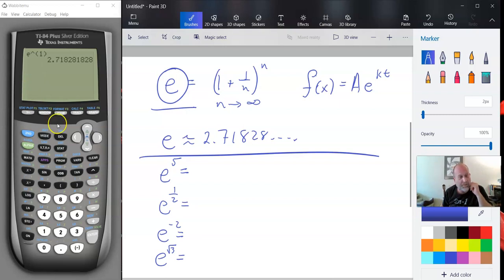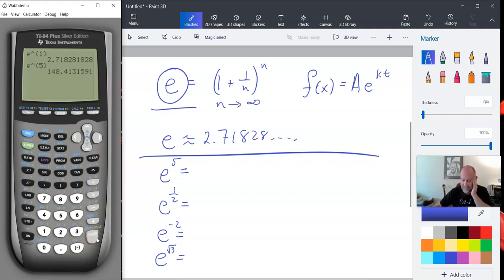Okay, I'm assuming you've paused. So let's start with e to the fifth. So we got second function. So we got e to the fifth power. It's always a good idea to close those parentheses, although I think the calculator actually anticipates that you meant to close it and gives you an answer anyways.